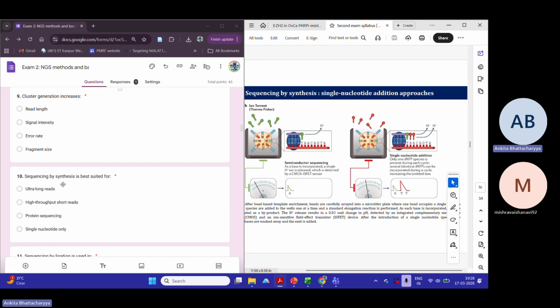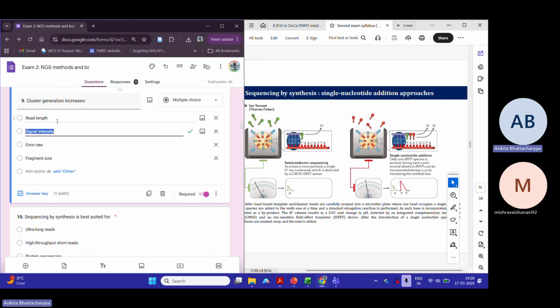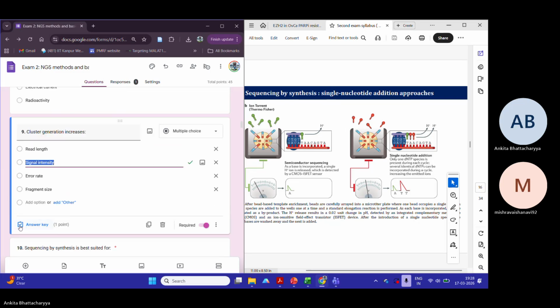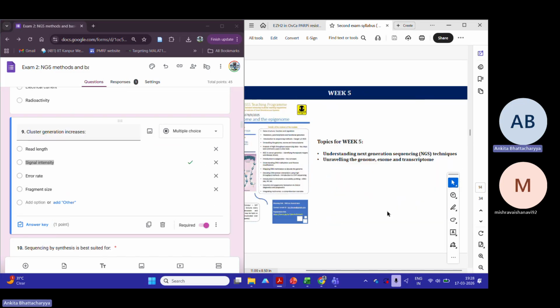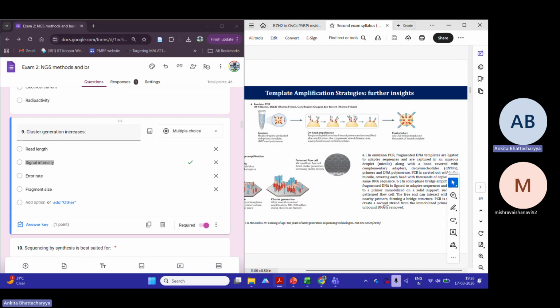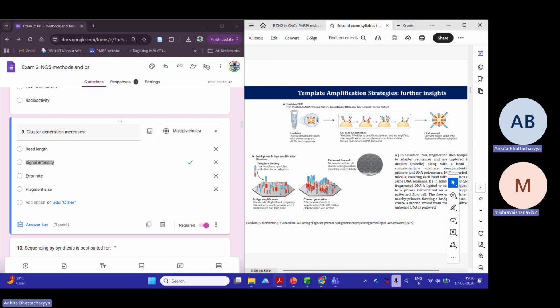Next, you have cluster generation. What does it exactly end up increasing? The read length, the signal intensity, error rate, or fragment size? Cluster generation in this case is able to increase the signal intensity, which is why we do template amplification, and that's how we detect it.